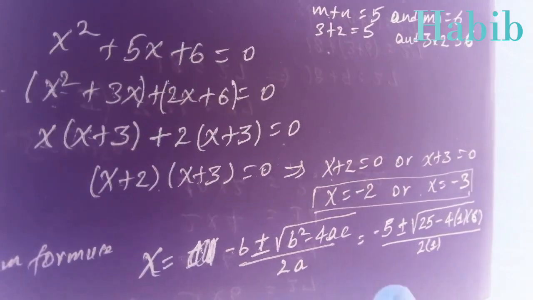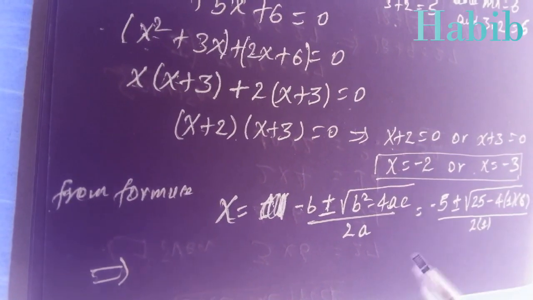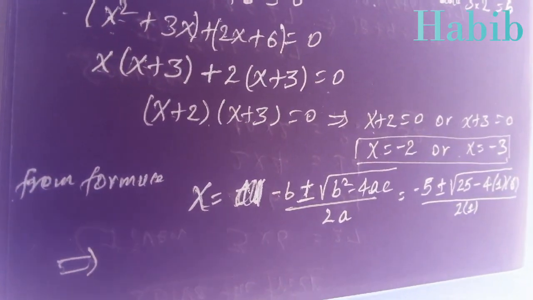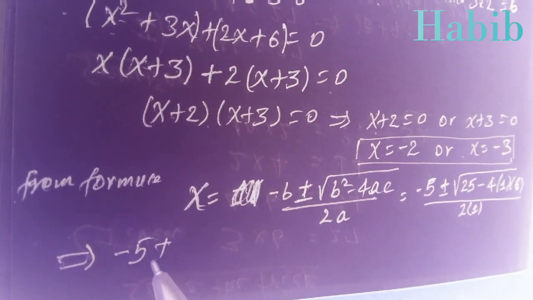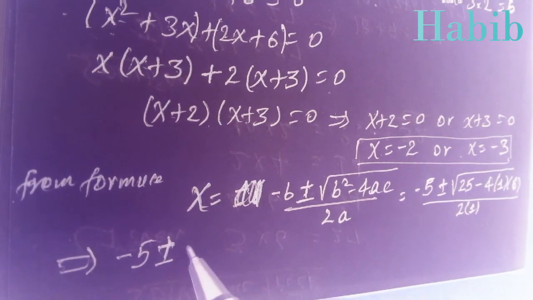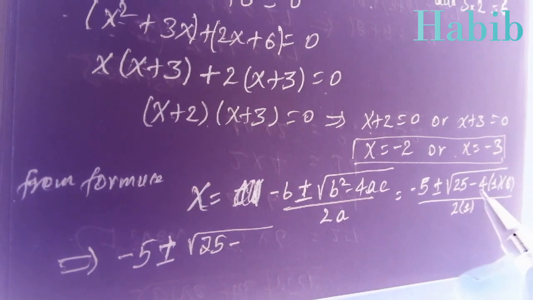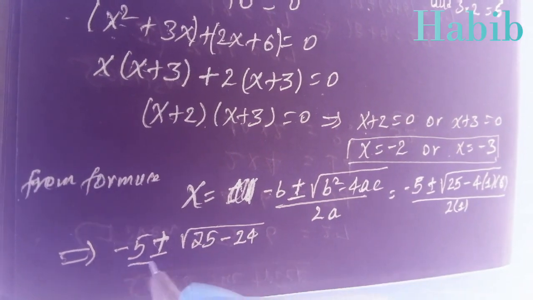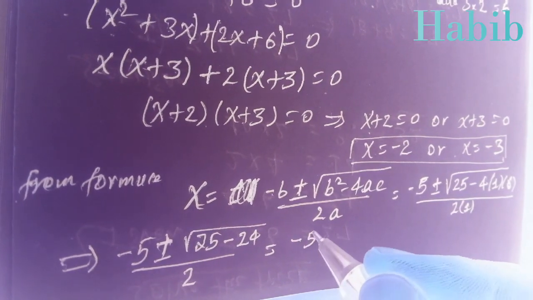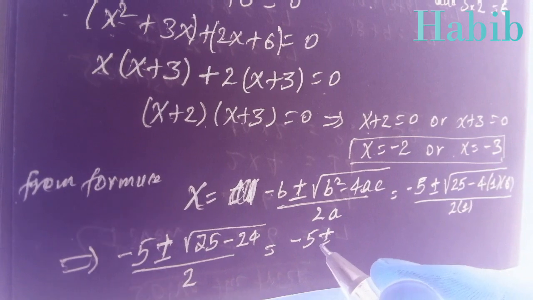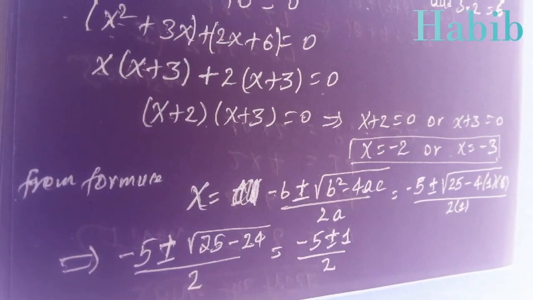This is equal to minus 5, which remains as is, plus or minus the square root of 25 minus 4 times 1 times 6, which is 24, the whole over 2 times 1, which is 2. This becomes minus 5 plus or minus 1 over 2, because 25 minus 24 is 1, and the root of 1 is 1.